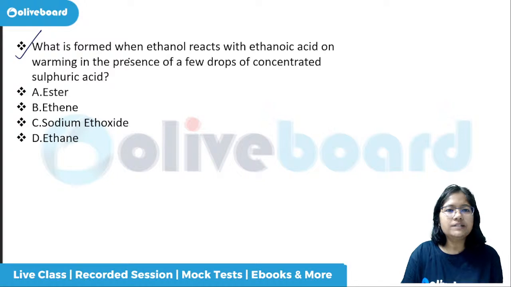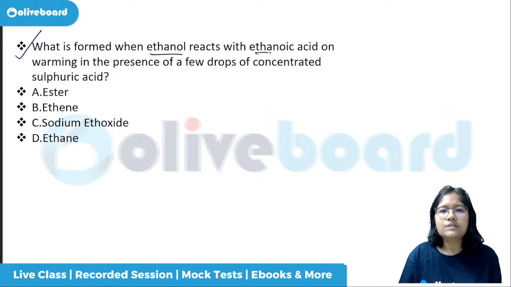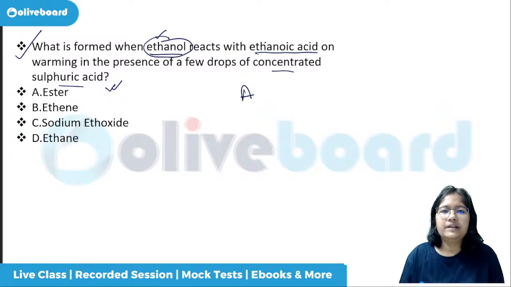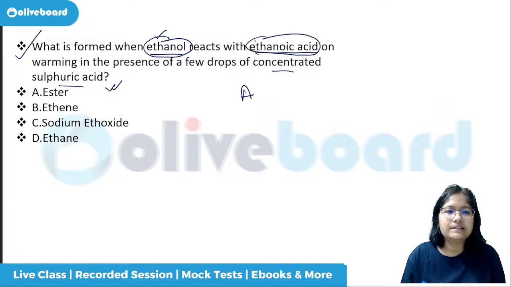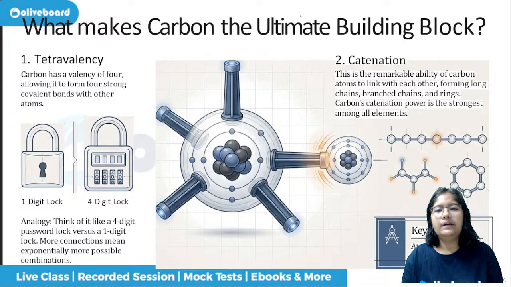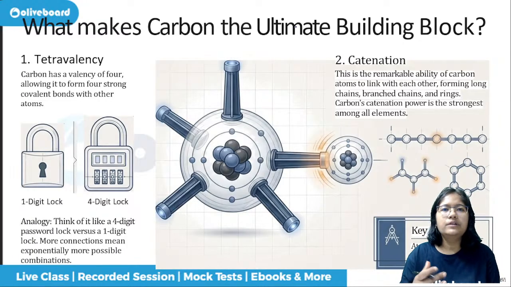Try the next question. What is formed when ethanol reacts with ethanoic acid? So this is the alcohol. What they are saying is that ethanoic acid on warming in the presence of a few drops of concentrated sulfuric acid, what will be formed? Ethanol, just some time before we had seen, reacts. What is formed when ethanol reacts with ethanoic acid on warming in the presence of a few drops of concentrated sulfuric acid? Okay, very good.